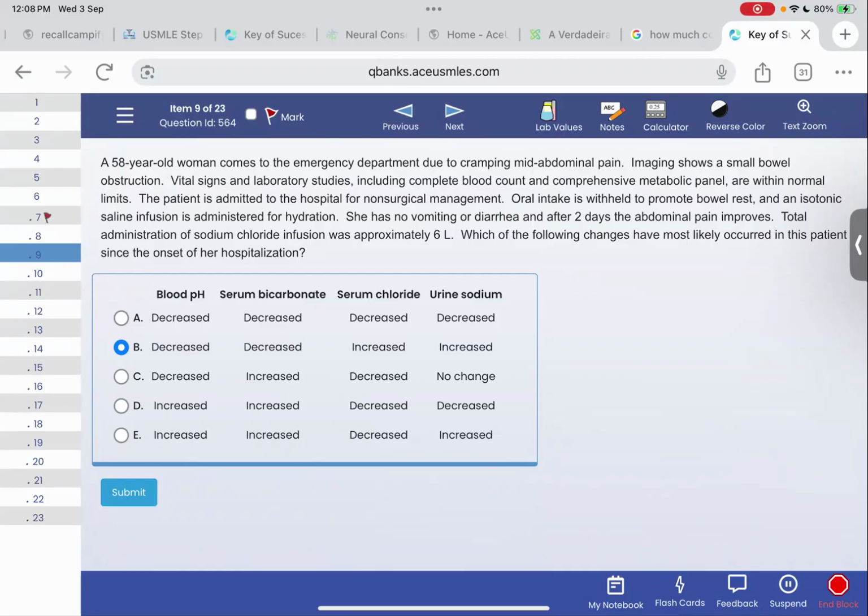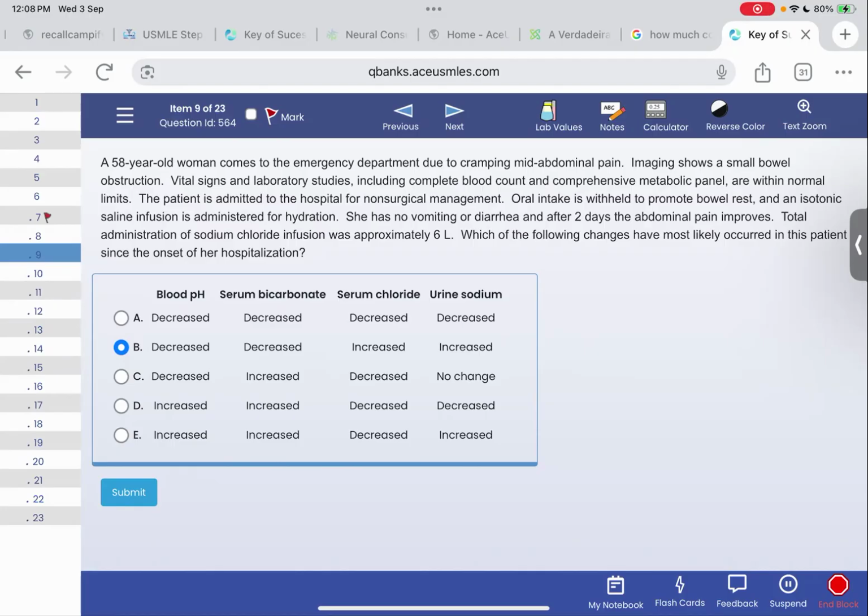Oral intake is withheld to promote bowel rest. An isotonic saline infusion is administered for hydration. She has no vomiting or diarrhea, and after 2 days, the abdominal pain improves. Total administration of sodium chloride infusion was approximately 6 liters. Which of the following changes most likely occurred in the patient since the onset of her hospitalization?